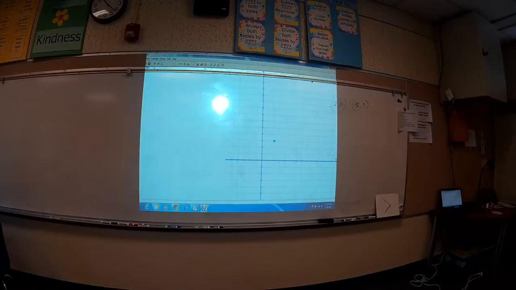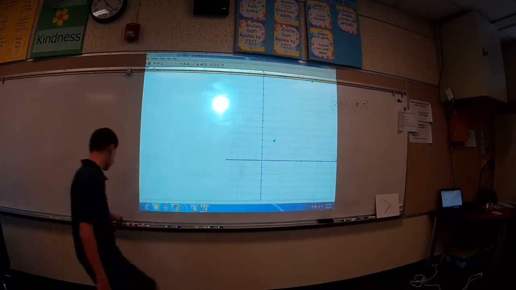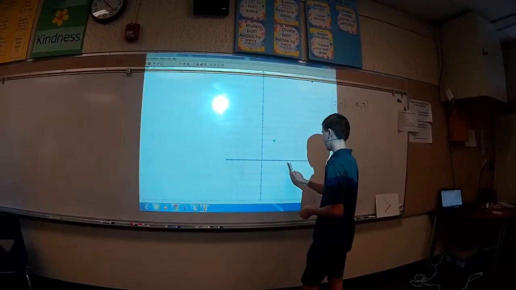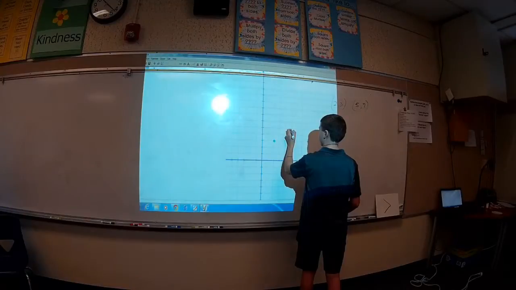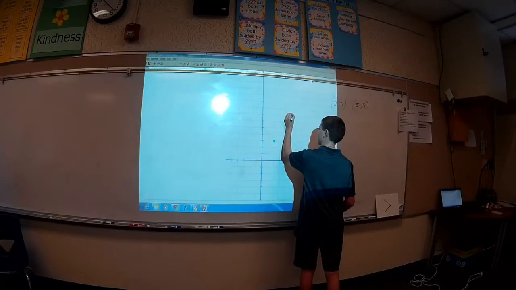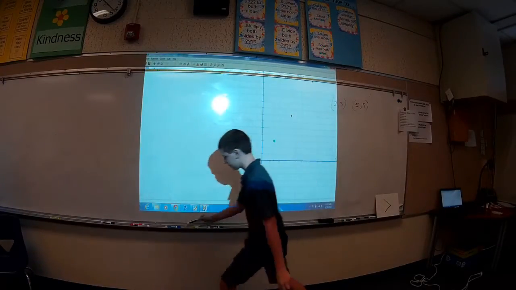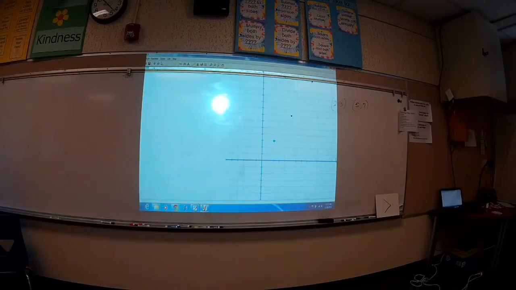All right, Nathaniel, come up and show us 5, 7. Excellent. On your paper, connect the 2 dots using your ruler and check your neighbor's work.